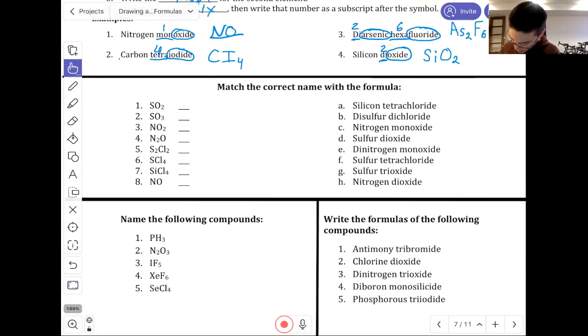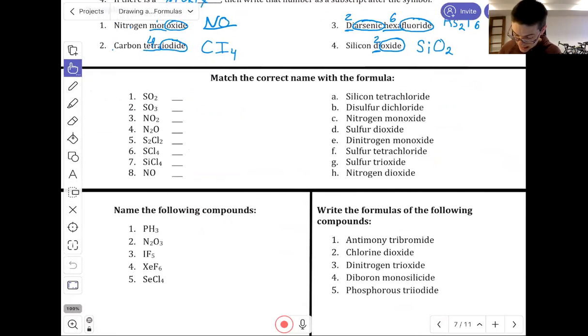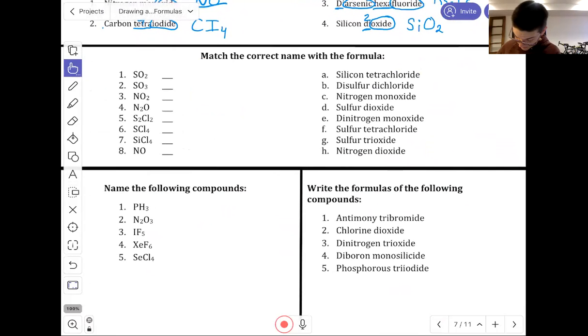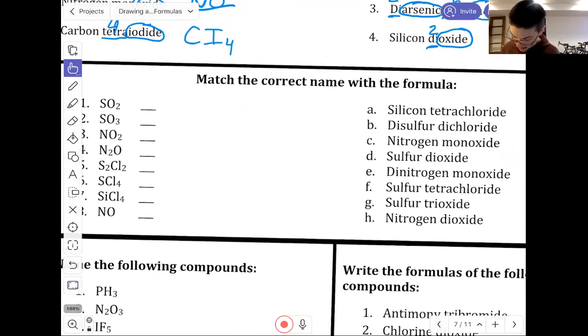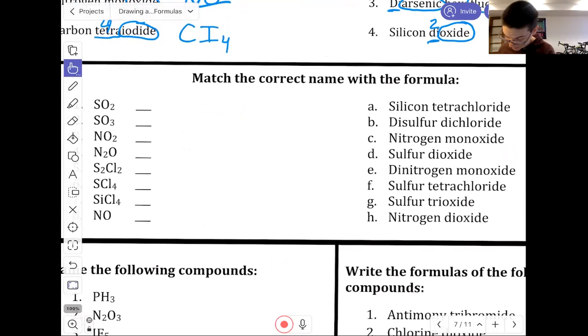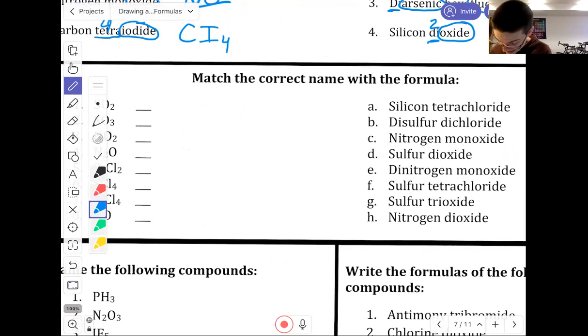So the rest of what we have down here is simply practice. For this first portion, let's focus on this portion right here. This is matching. So that means that all of these match with one of these guys here. Let's take a couple of minutes and try and do that matching, and we'll check this before we move on.